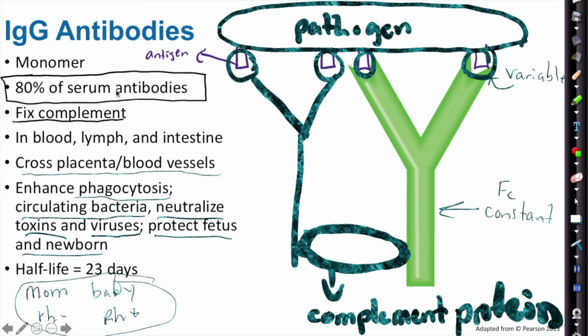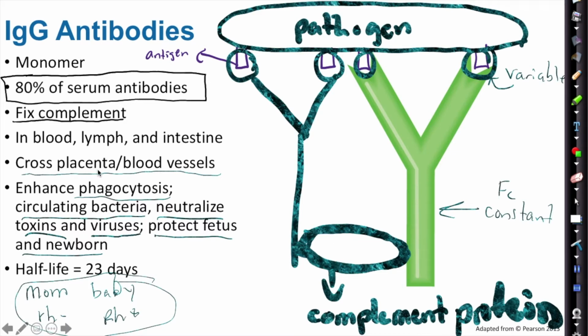IgG, 80% of the serum antibodies, a large amount of antibodies. So when it binds through the variable region to the antigen, that is going to allow for the attachment of the antibody to that pathogen. IgG is a free-floating antibody. When it's bound to a pathogen, it can also bind complement. That binding to the complement is the classical way to upregulate the complement system.